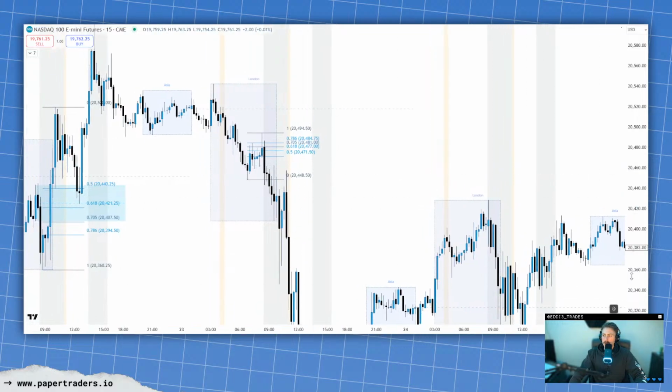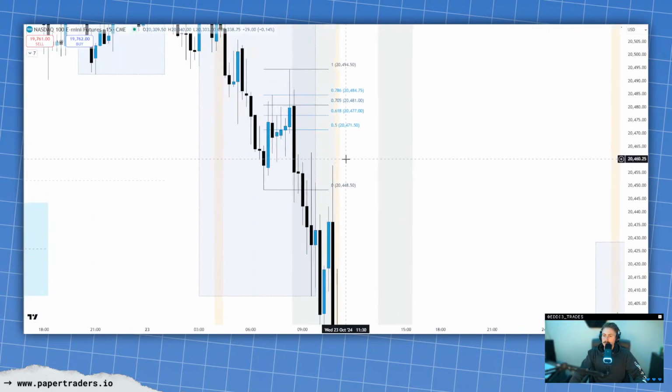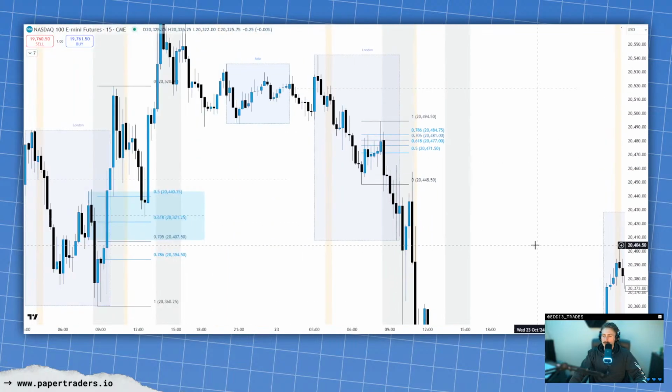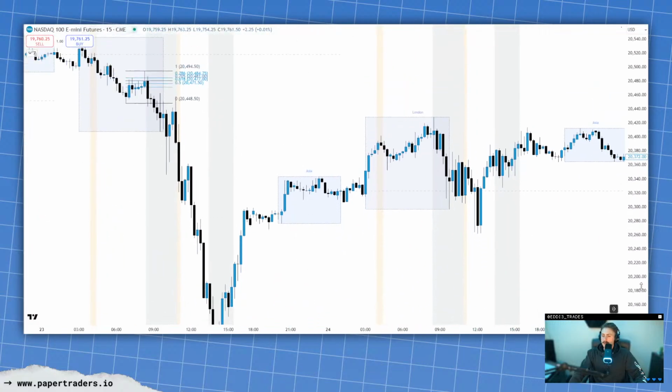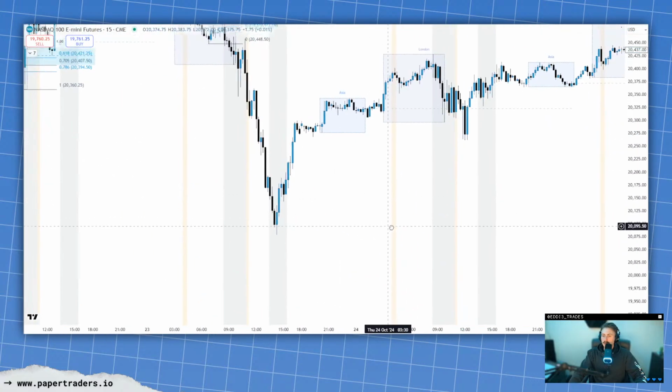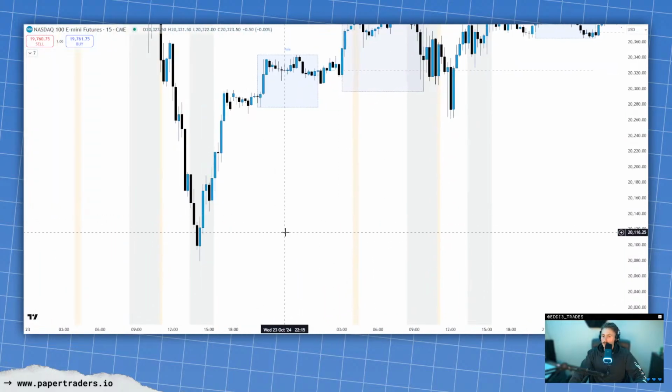Little fair value gap right over here. Barely tapped it. Okay, continuation down. Over here below, another fair value gap. Put an OTE on that puppy.